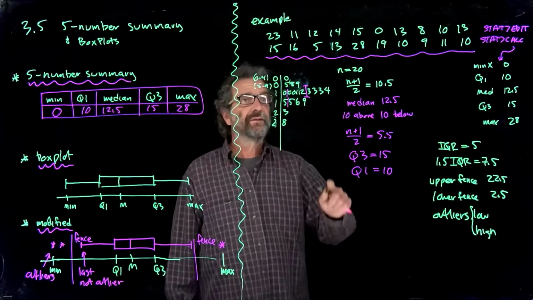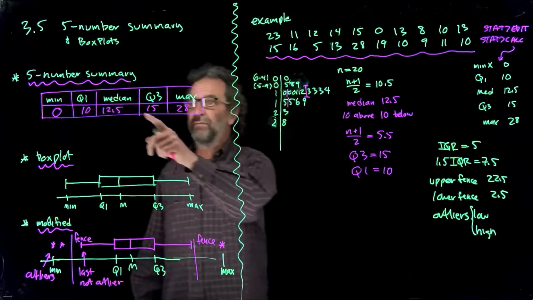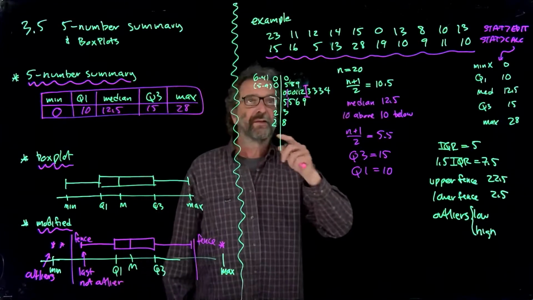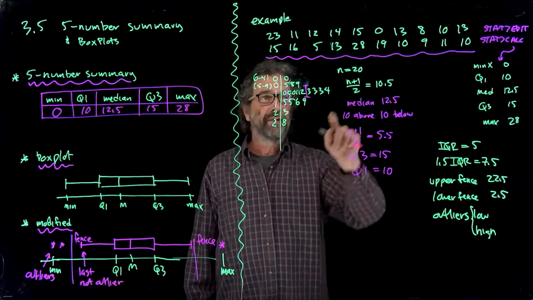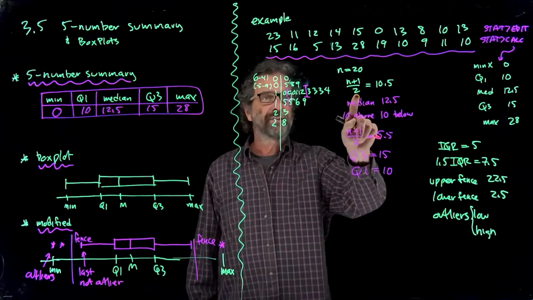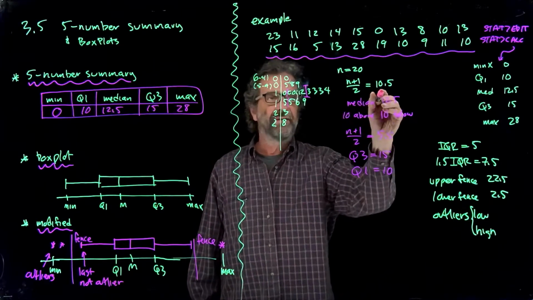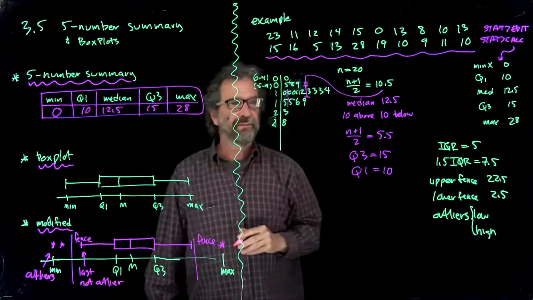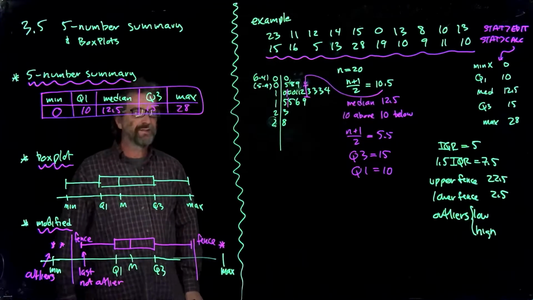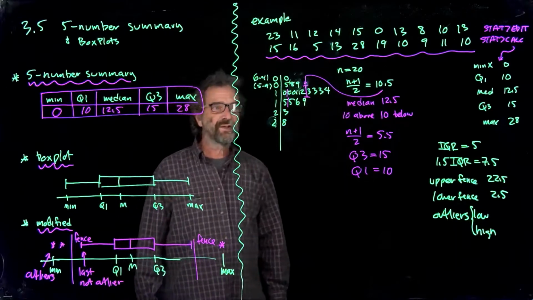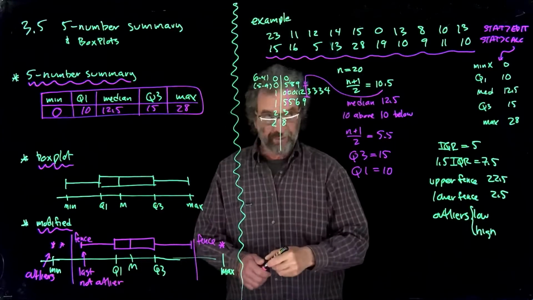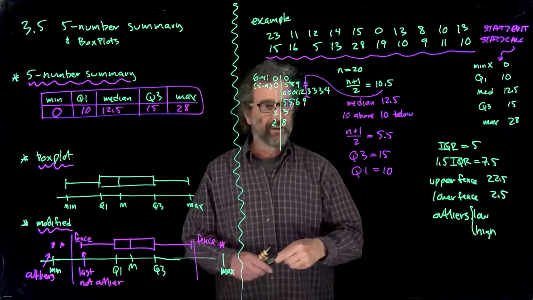So to find the median and the quartiles, I make a stem plot. I find n is 20. I do n plus 1 over 2, I get 10.5. That position falls between two values. It divides the data set into two halves, each of size 10. 10 above and 10 below that position. Okay.